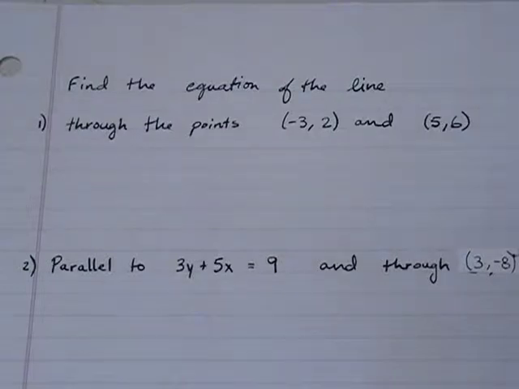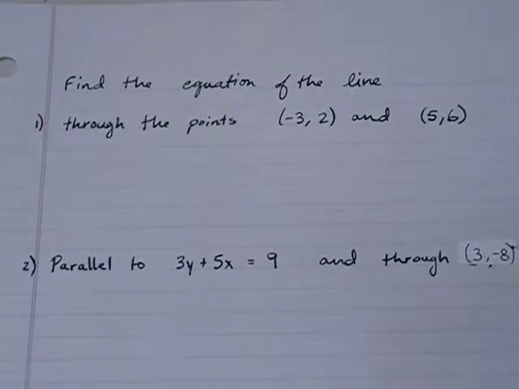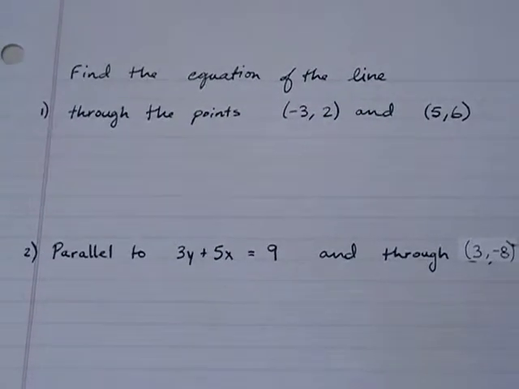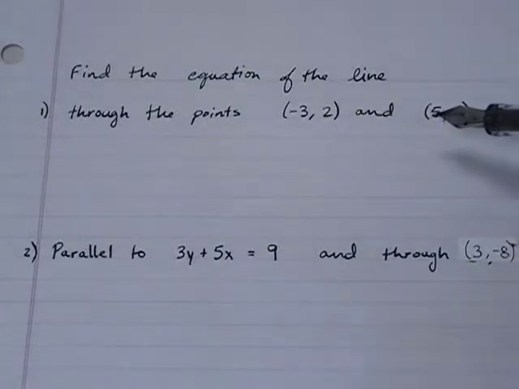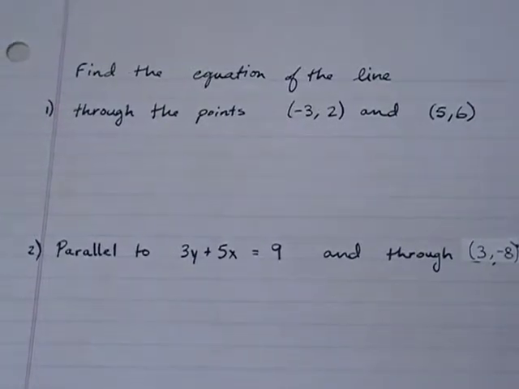So we've been asked to find the equation of the line, and we've been given 4 different constraints and asked to write 4 different equations. So the first constraint that we've been given is we want the equation of a line through 2 points, (-3, 2) and (5, 6).